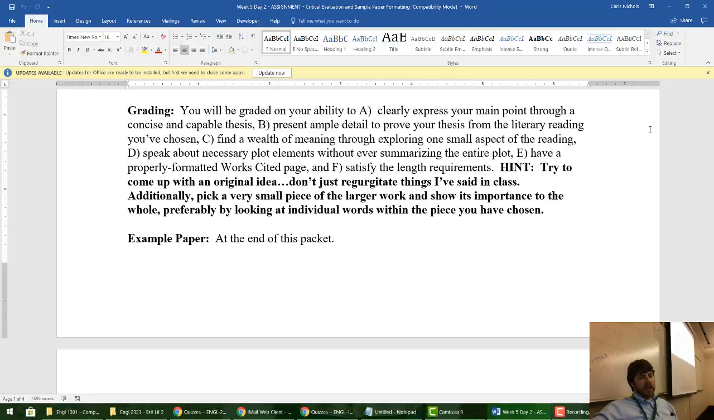Have a properly formatted works cited page if you need one. It's only if you need one that you do need it. And then satisfy length, of course.